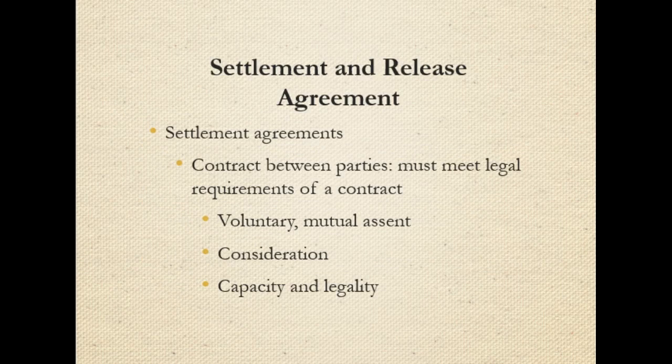If the parties are able to reach an agreement, a settlement agreement is drafted by the attorneys outlining the terms of the agreement. The agreement is a contract between the parties and therefore must meet the legal requirements of a contract. There must be voluntary mutual assent by the parties, legal consideration, the parties must have capacity, and the terms of the contract must be legal.